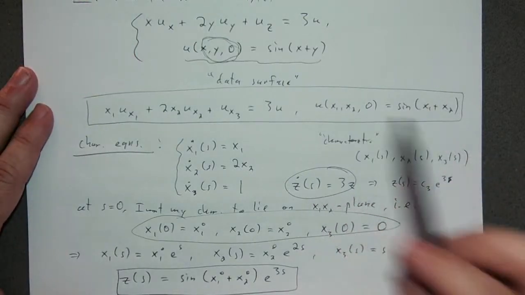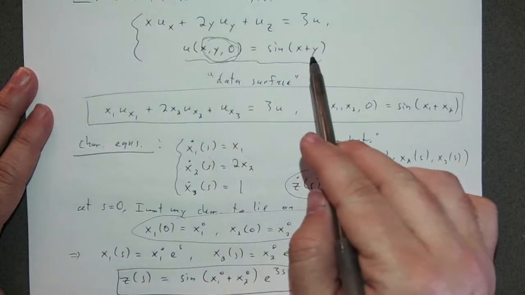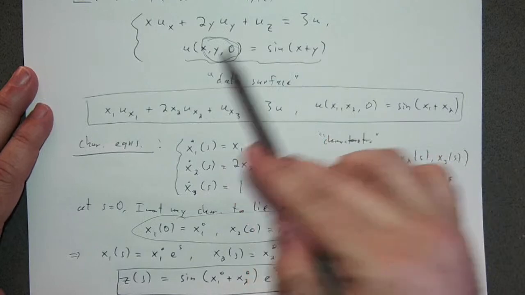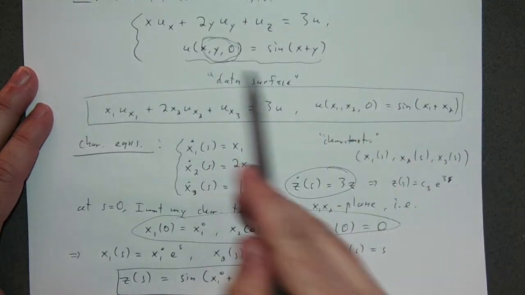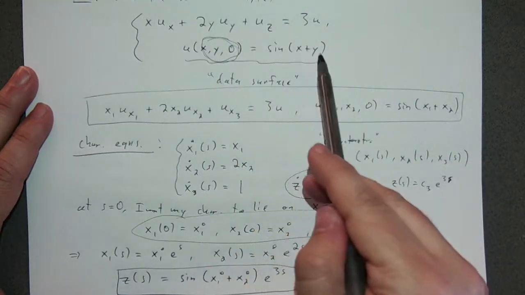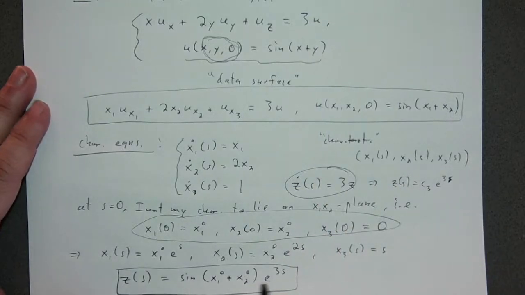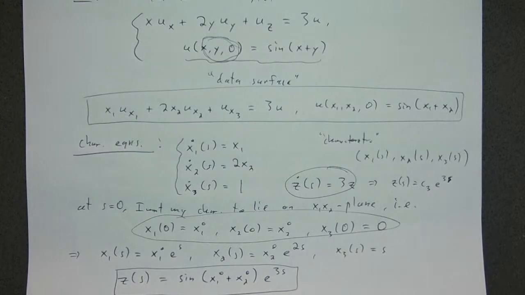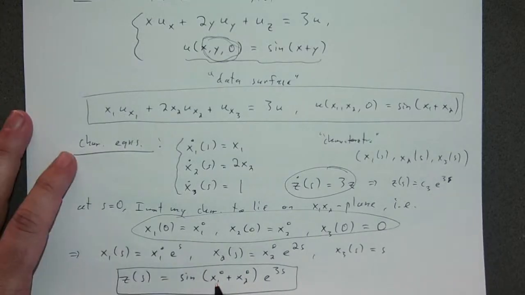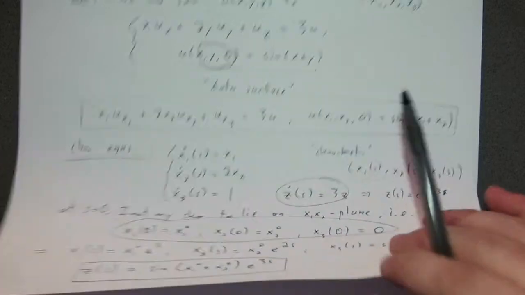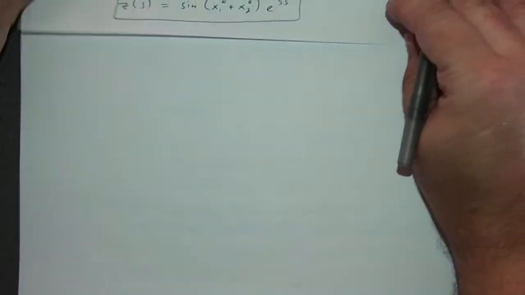But what is this constant? Because at z naught, this has to agree with the data specified on the data surface, and on the data surface at these initial points, x1 naught and x2 naught, this would be sine of x1 naught plus x2 naught, right? So that's where this comes from. So now I have to solve, at a generic point, for x1 naught, x2 naught, and s. Normally, I just had to solve for x naught and s. Right, so let's do that here.